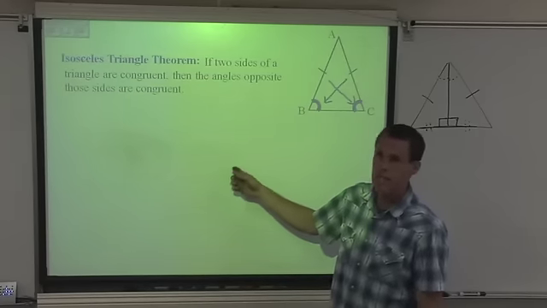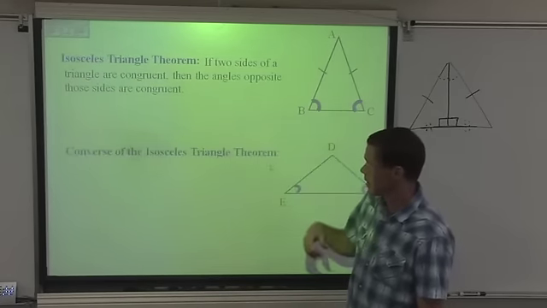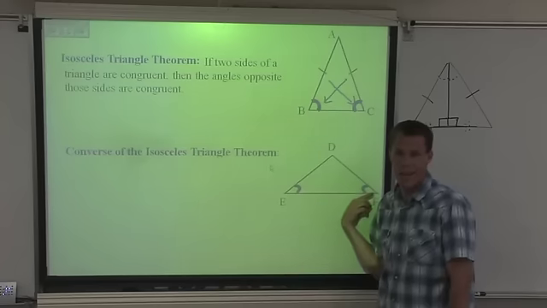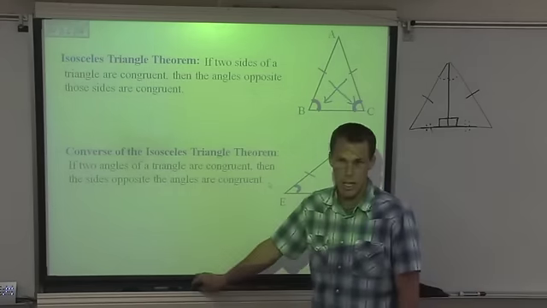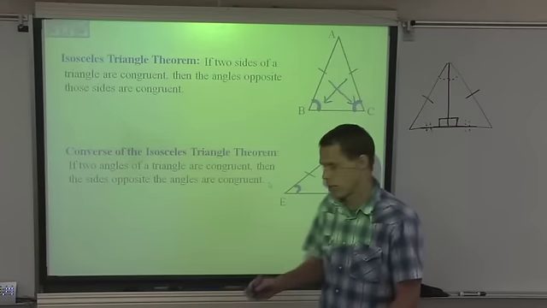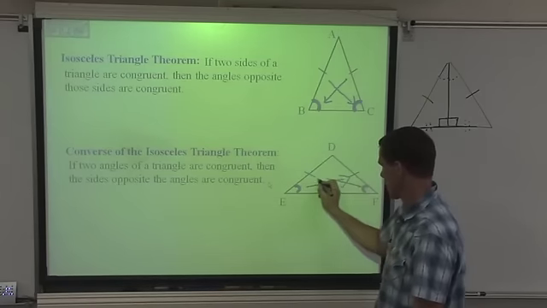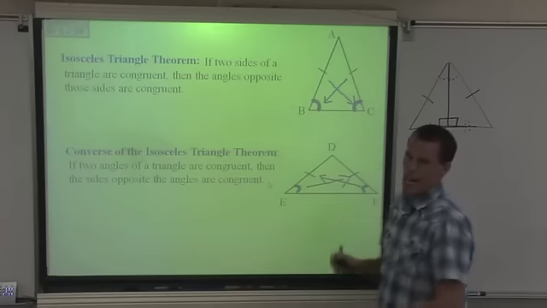The best part about this is, there's a converse. The converse of the isosceles triangle theorem says if you start with two angles congruent, then it's a guarantee that the sides opposite those angles are congruent. This time I would draw my arrows pointing out to the sides, indicating angles first, sides second.